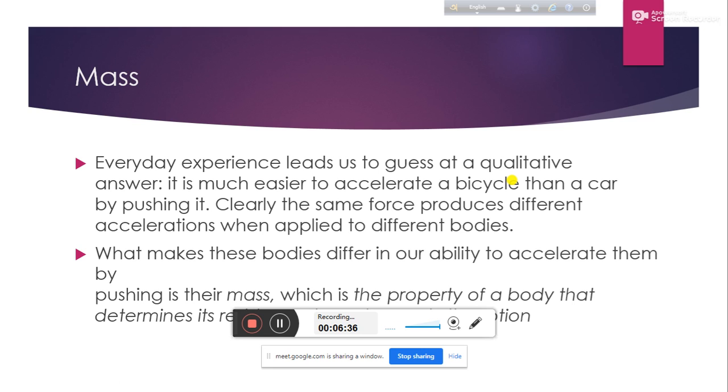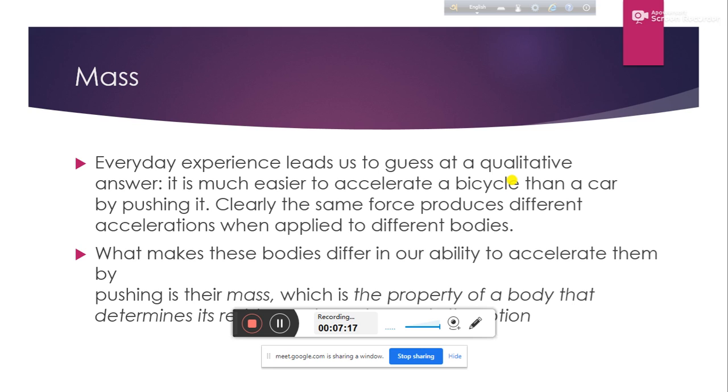Before that, we already have some experience: when we try to push a bicycle, it is much easier than pushing a car, and pushing a car is much easier than pushing a truck. So the question arises: what makes these bodies differ in our ability to accelerate them by pushing them?